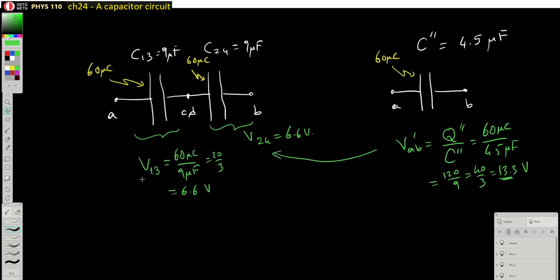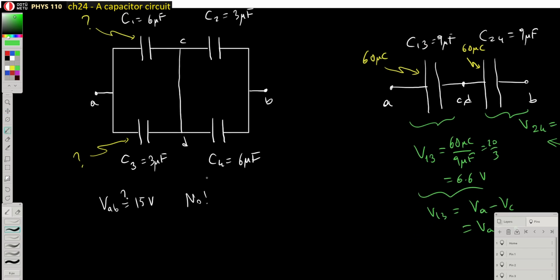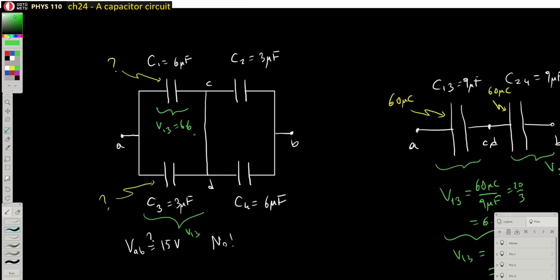Okay. So let's note that V13 is equal to basically VA minus VC, which is the same thing as VA minus VD, because C and D are at the same potential. So as a result, the potential difference in both of these is basically this V13 value. So let me write V13 in here and V13. So that's 6.6 in here.